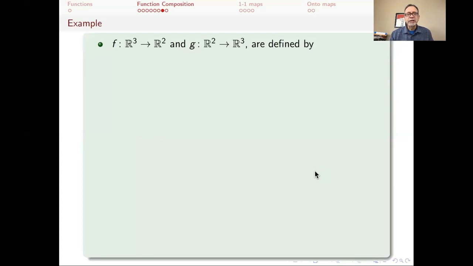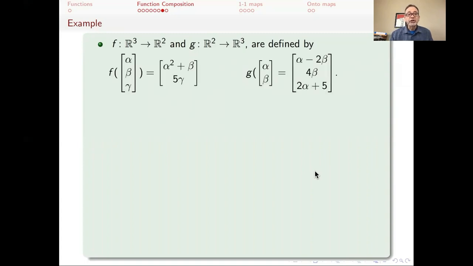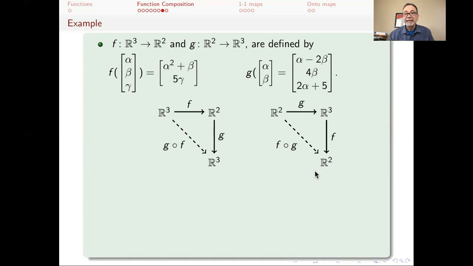A couple more examples. Here's an example where f is a function from R3 to R2 and g is a function from R2 to R3. Here are their definitions. F takes a three-tuple, three numbers, elements of R3, that's three-dimensional space, and gives you this element in R2. Alpha, beta, gamma goes to alpha squared plus beta and 5 gamma. And g takes elements of R2 and gives you elements of R3. You take alpha, beta, and you get alpha minus 2 beta, 4 beta, and 2 alpha plus 5. These are both well-defined functions, rules that take you from R3 to R2 in one case and R2 to R3 in the other case. We could actually combine these in two different ways.